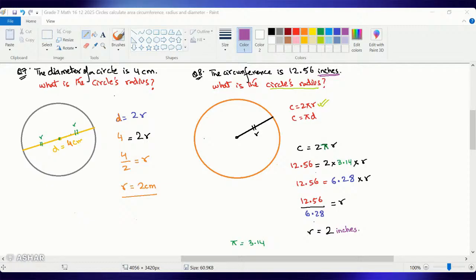Okay, good. Thank you for responding. So we divide 12.56 by 6.28, and the radius would come out to be 2. And we use the unit that is given in the question, that is inches. Okay, very good. Let's try another question.